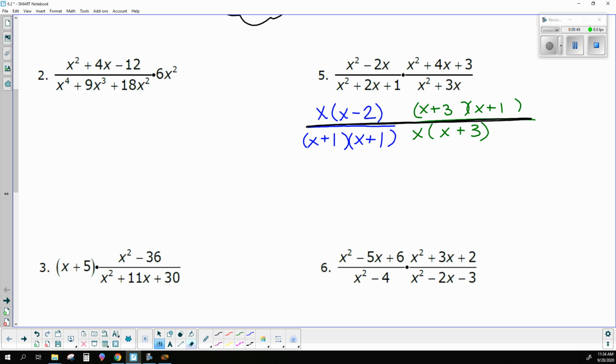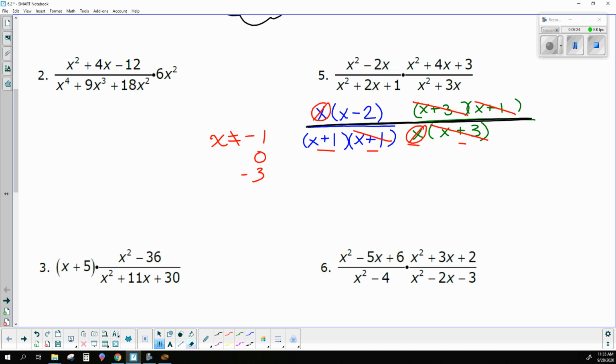Let's do our restrictions. Restrictions have only to do with the denominator. So my x cannot be -1, can't be 0, and it can't be -3. There's my restrictions. Okay, so let's go through and find things that neutralize one another. Looks like we have a +3 and a +3. We've got an x here and an x here. We've got a +1 and a +1.